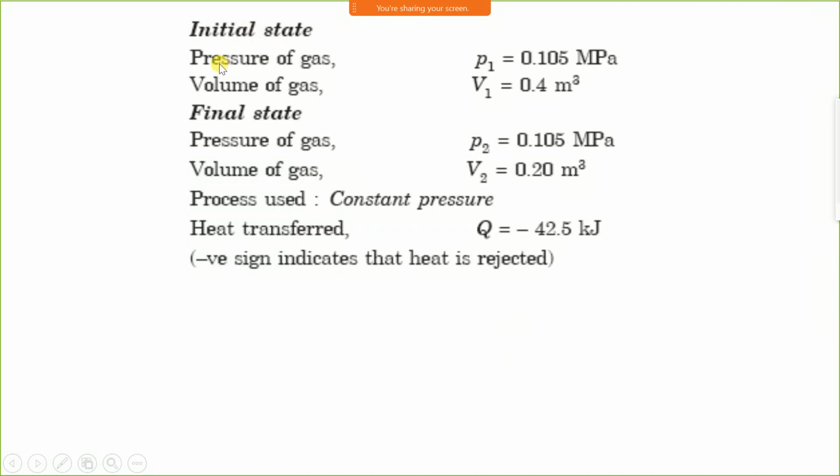Initial state pressure of the gas P1 is 0.105 megapascal, volume of the gas V1 is 0.4 meter cube, final state pressure of gas P2 is 0.105 megapascal and volume of gas V2 is 0.20 meter cube. The process is constant pressure because pressure P1 and P2 are the same. We have to calculate heat transfer. Heat transfer is given, Q is equal to minus 42.5 kilojoule because heat is rejected. Negative sign indicates the heat is rejected.